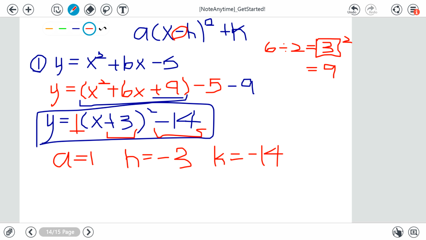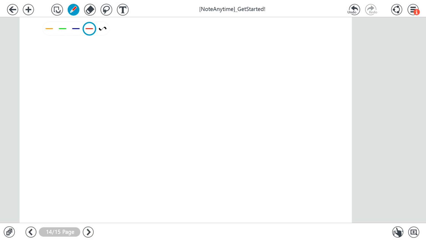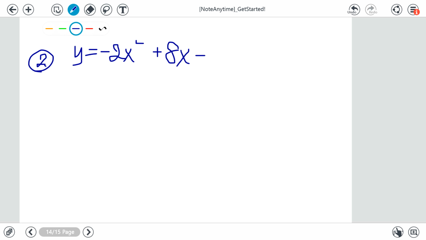Not bad. Now let's deal with the ones that we really don't like to do, ones that we have to think a little bit more about. How about this? Here's the second problem that we're going to look at. Let y is equal to negative 2x squared plus 8x minus 3. Excuse my 2's because I know it never looks like a 2.